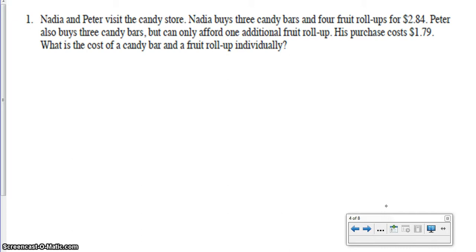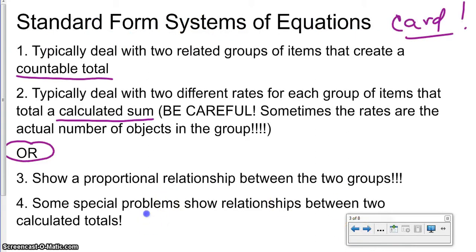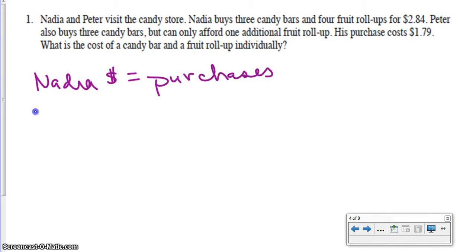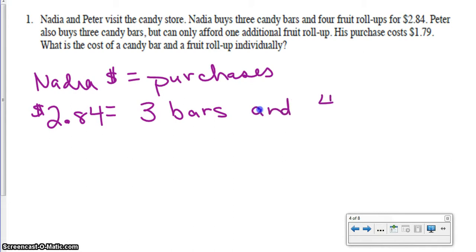So let's take a look at this. Nadia and Peter visit the candy store. Nadia buys 3 candy bars and 4 fruit roll-ups for $2.84. Peter also buys 3 candy bars but can only afford 1 additional fruit roll-up for $1.79. Remember what I said? Some special problems show relationships between two calculated totals. So let's see. Nadia's money equals her purchases, correct? Well, what was her money? $2.84. And what were her purchases? 3 candy bars, and Miss Rose is just going to call those bars, and 4 roll-ups.